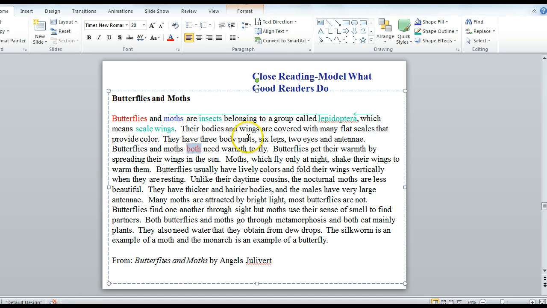I was focusing a lot on the parts of text, but another thing I could have modeled was I could be asking questions. So I might say, butterflies get their warmth by spreading their wings in the sun. I'm making a connection. I remember seeing butterflies all over our plants, and their wings were open, so they must have been getting sun. And moths, which fly only at night, shake their wings to warm them. I don't think I've ever seen a moth shaking its wings. I wonder how they do that and what it looks like. So you can model question asking and connection making as well. So that's close reading.